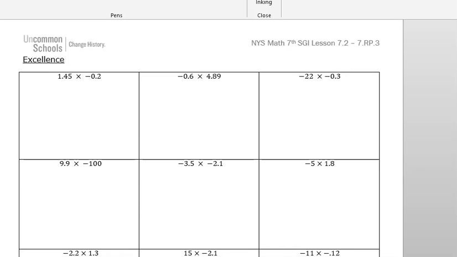Okay, so let's take a look at this first row. And I'll go over the middle one here. Okay, so I have negative 0.6 times 4.89. I know right now that my answer is going to be negative, okay? And because I'm doing multiplication, because a negative times a positive is a negative, I like to just put the number with more digits on top, okay? And then here I go 0.6.